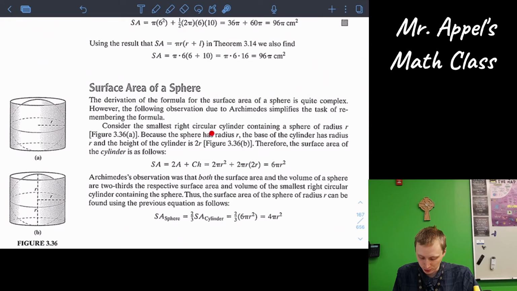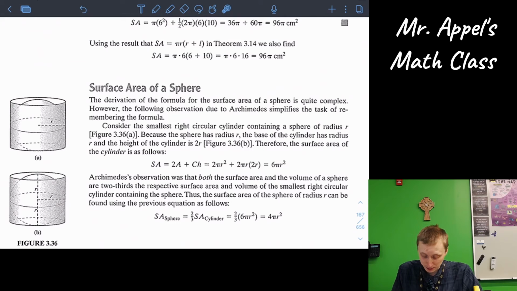Consider the smallest right circular cylinder containing a sphere of radius r. Because the sphere has radius r, the base of the cylinder has radius r, and the height of the cylinder is 2r. Therefore, the surface area of the cylinder will be as follows. So yes, if you make a pan as teeny tiny as possible, whose edges just barely touch and just barely fit this ball inside, these are the dimensions you will get. And so the cylinder's surface area would be, using our cylinder formula, 2 times the area of the base plus circumference times height: 2 pi r squared, plus 2 pi r times 2r, for a total of 6 pi r squared.